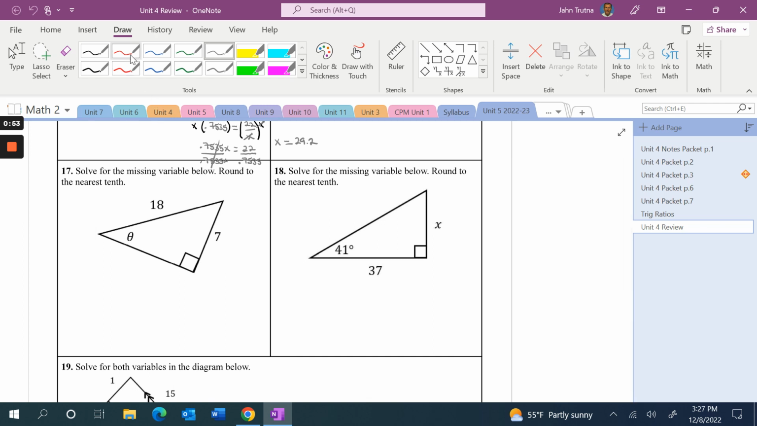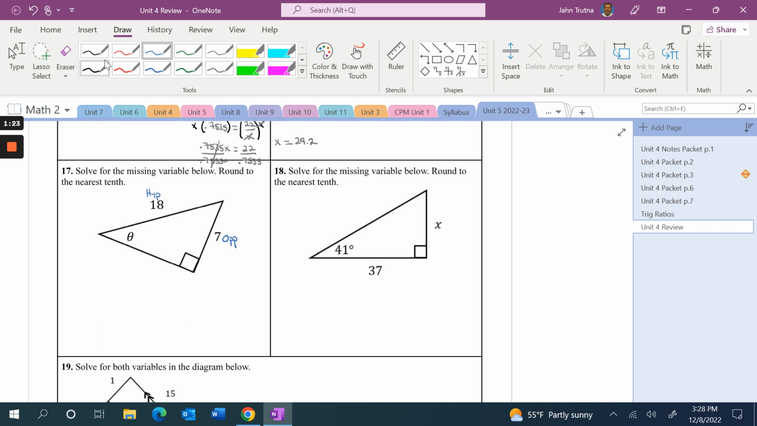Okay, so what that means is that my theta angle is obviously theta. My side where the 7 is on, because it's across the triangle from the theta angle, that makes that my opposite side. The side where the 18 is on, because the 18 is all the way across the triangle from the 90-degree angle, that makes that my hypotenuse side.